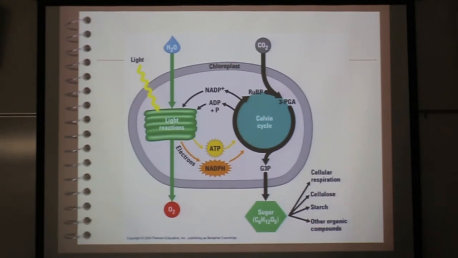Okay, another summary chart to show you the two things together, the light reactions and the Calvin cycle, or the dark reactions. In the light reactions, we're taking in light and water, getting oxygen out of that as a waste product, and then I'm making a little bit of ATP and NADPH, and I'm using those in the Calvin cycle along with Rubisco to make sugars, to make my glucose.